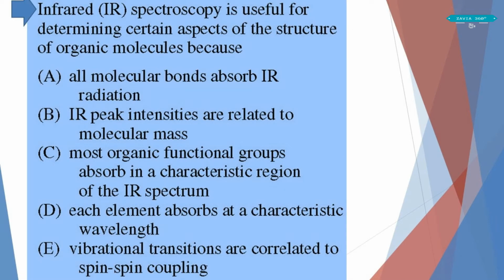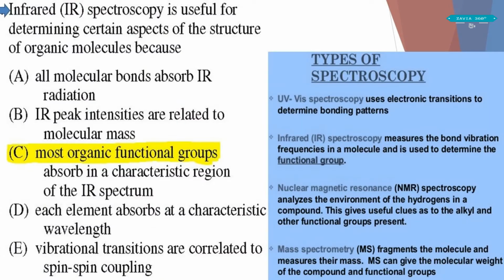Infrared spectroscopy is useful for determining certain aspects of the structure of organic molecules. Types of spectroscopy: UV-visible spectroscopy uses electronic transitions to determine bonding patterns. Infrared spectroscopy measures the bond vibration frequencies in a molecule and is used to determine the functional groups.